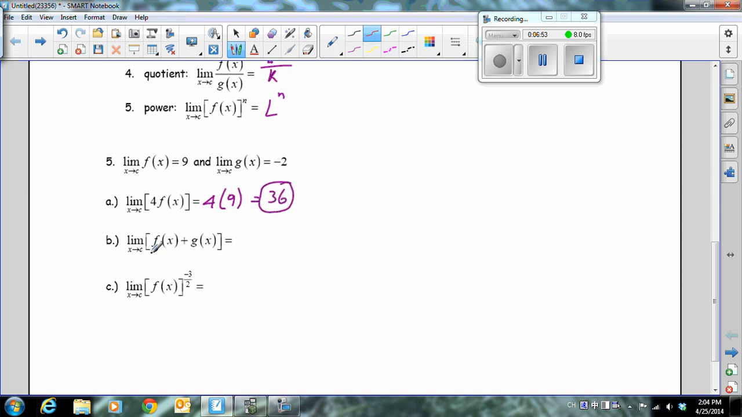The next limit is the limit of f of x plus g of x. Well, it's going to be the limit of f of x, which is 9, plus the limit of g of x, which is -2. And now 9 plus -2 is exactly 7.